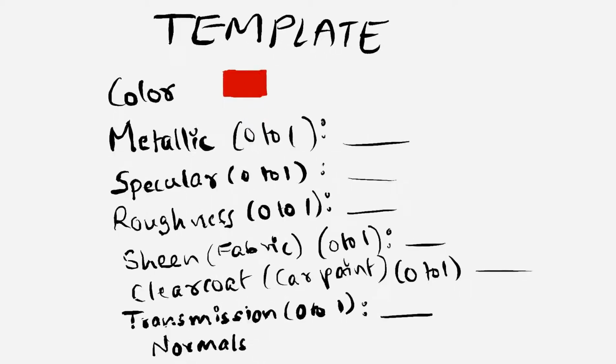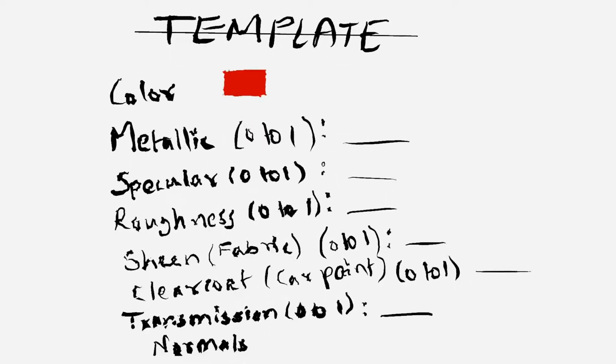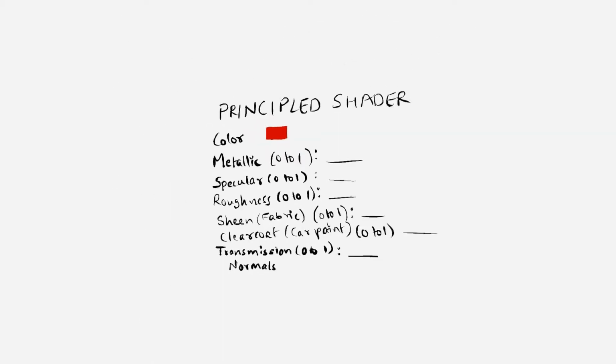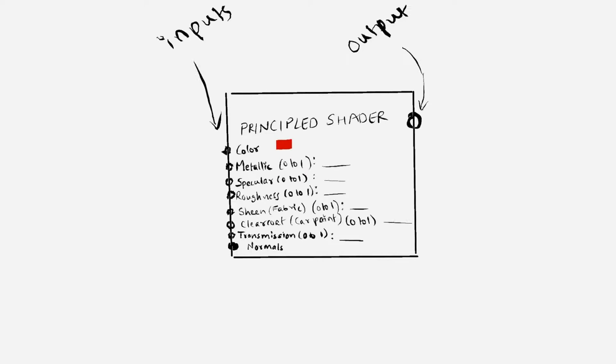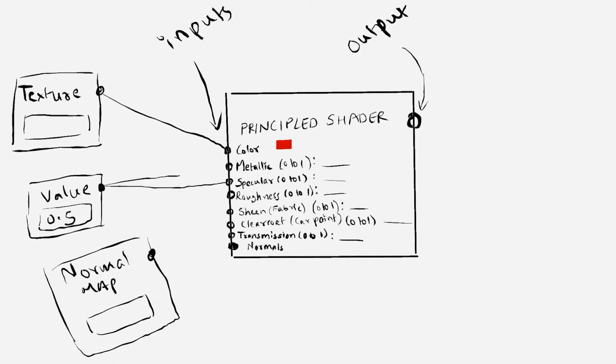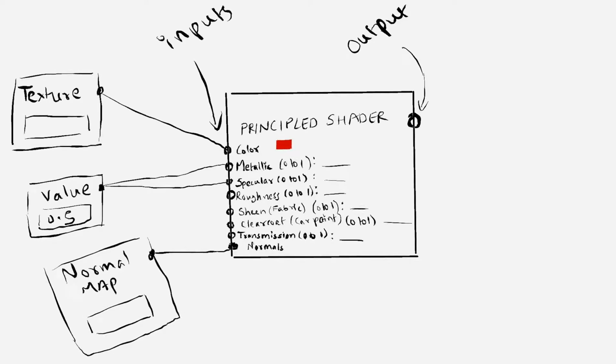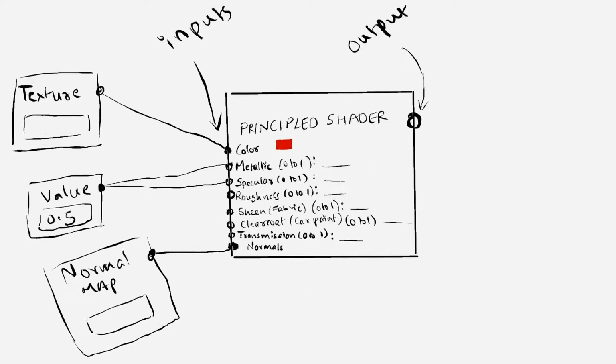So let's say we rename this template to something more convenient like principled shader. So we are gonna be referring to this entity as a node. Like this node, each node will have its inputs and its outputs. And you can plug in the outputs of other nodes to the inputs of this node. For example, some values or some image textures or some normal maps.